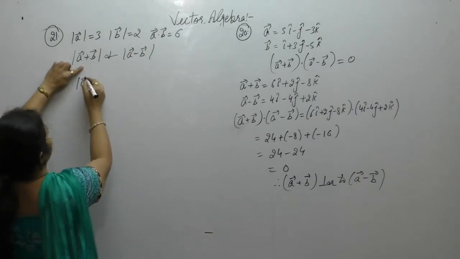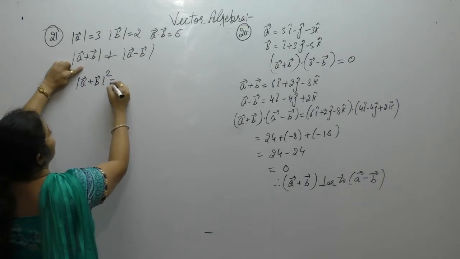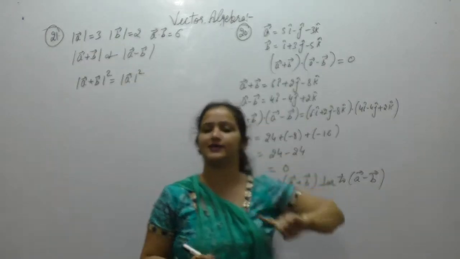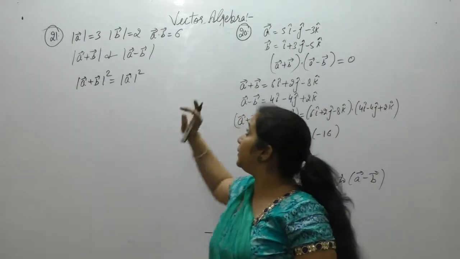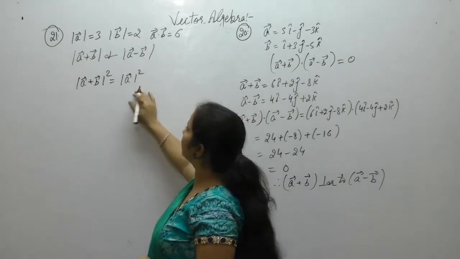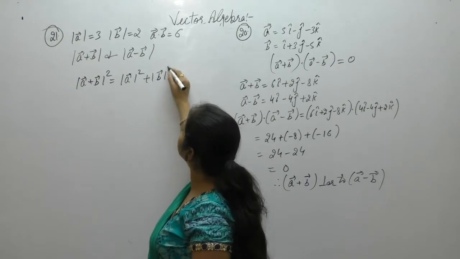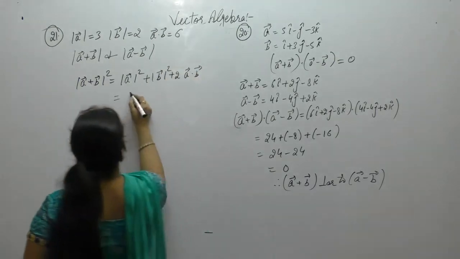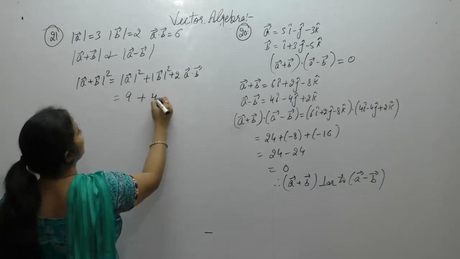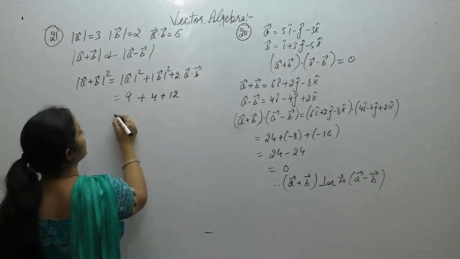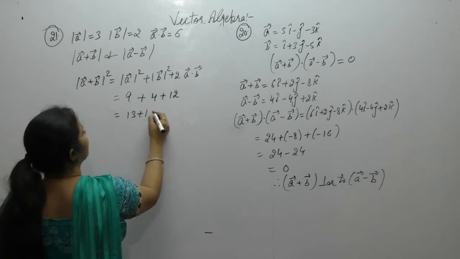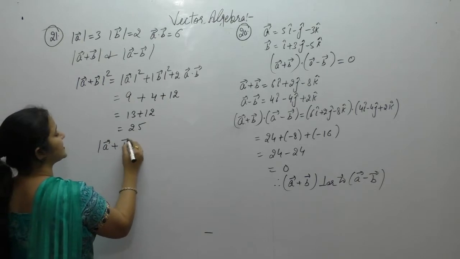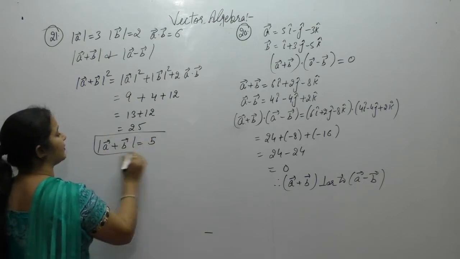Now the magnitude of A plus B, squaring it: we know this value because we have been given the values of modulus A, modulus B and A dot B. Therefore we will use this formula. Modulus of A is 3, 3 square, B is 2, 2 square, 2 into 6, 12. 13 plus 12. Therefore, modulus of A plus B has value 5.